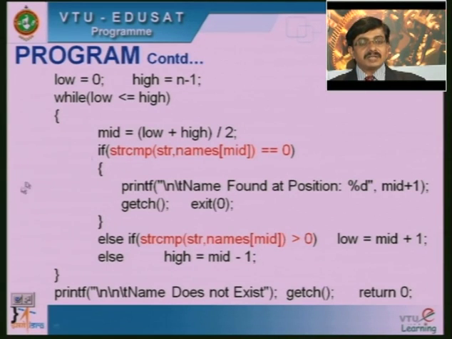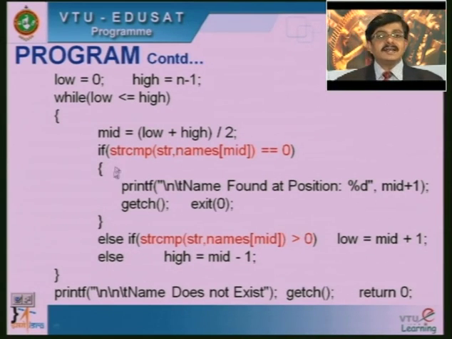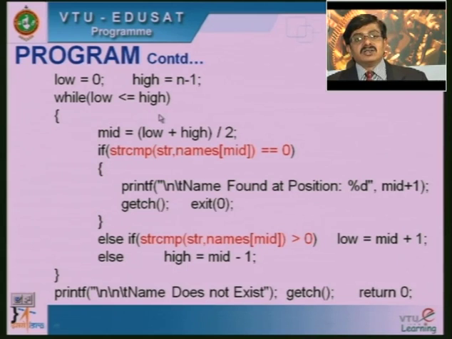So, this will keep repeatedly happening until low is less than or equal to high, or the key element is found. When I come out of the loop, the low will exceed the high value. In that context, the name does not exist.